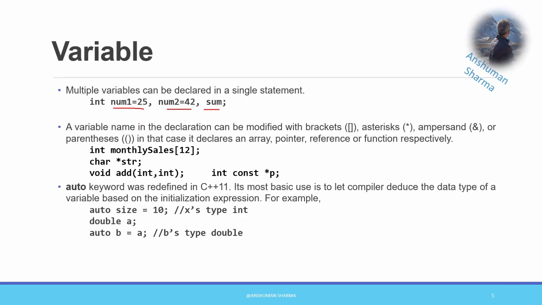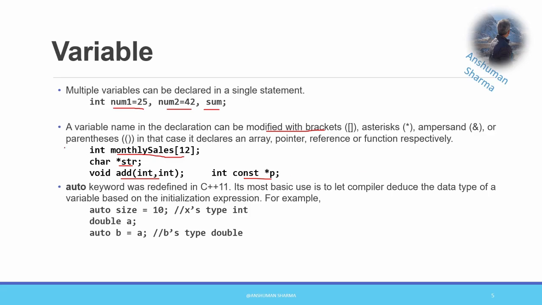And next, the name of the variable in the declaration can be modified with brackets. That is, you can declare an array, as with monthly sales here, indicating that with this bracket the variable name is modified, hence it is something like a derived type and it is an array. Then we have a pointer to a character, then we have a function to add two numbers, then we have a pointer. So all these different brackets have different meanings, so therefore we can modify the meaning of the variable.